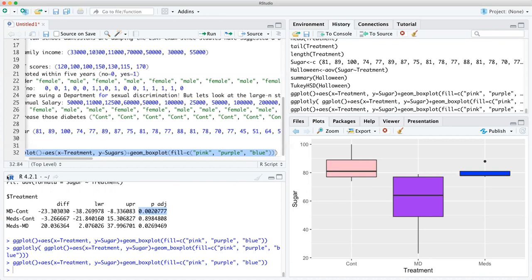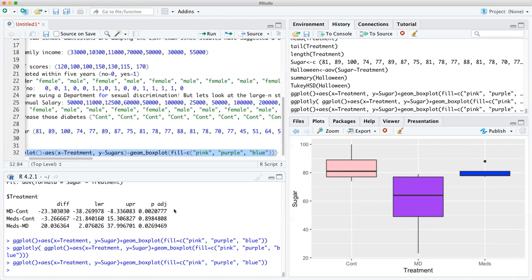So these are being compared. MD versus the control group is significant. Meds versus control group, this blue group versus pink, is not very significant, and you see why. It doesn't seem to be moving too much down. And then the meds versus the MD, you see it is coming down significantly. So that's the goal of the box plot, which is pretty good.